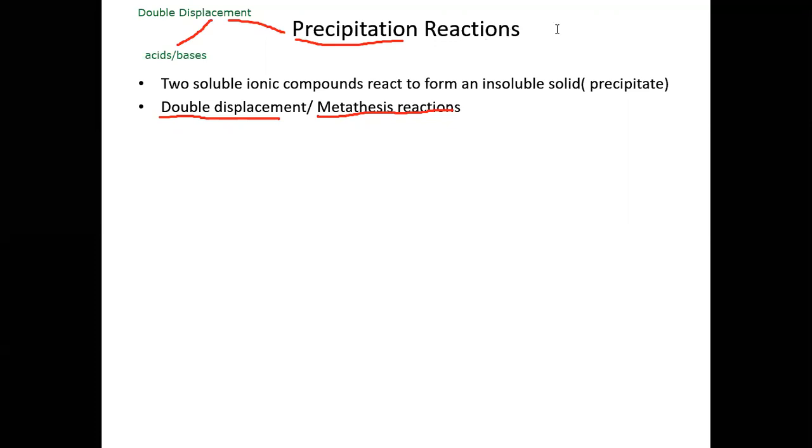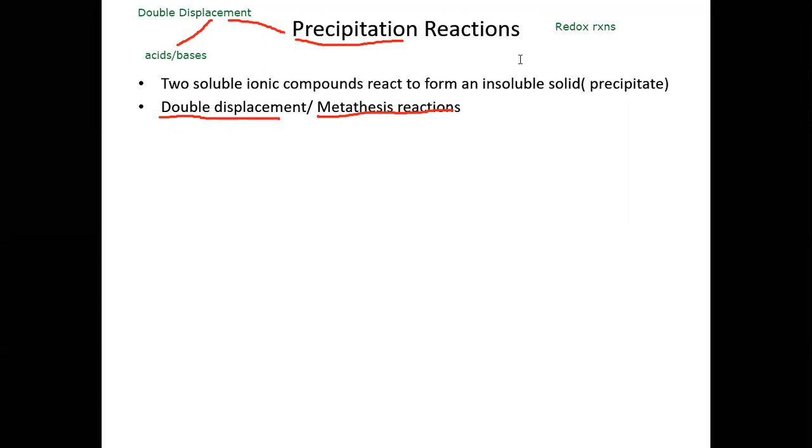And the other broad group that we'll talk about later are redox reactions. And redox reactions are separate from double displacement. So there's no overlapping between double displacement and redox. If something is a double displacement reaction, it cannot be a redox reaction.